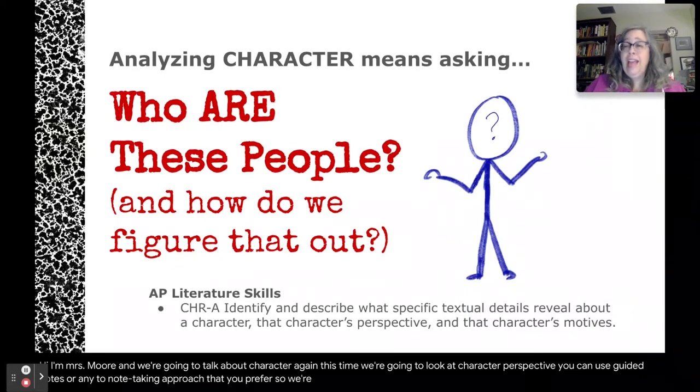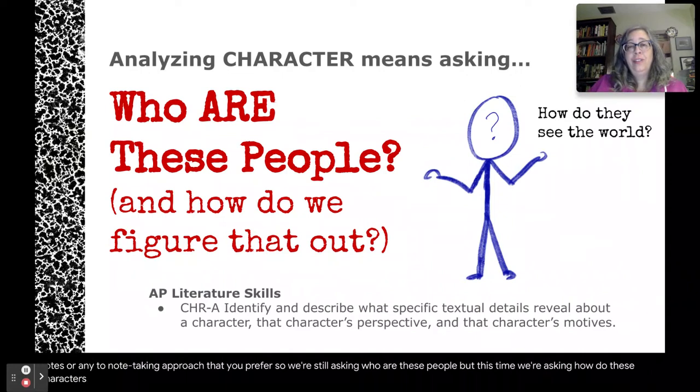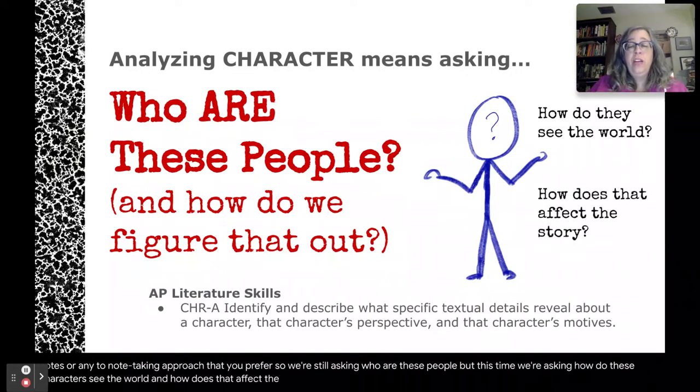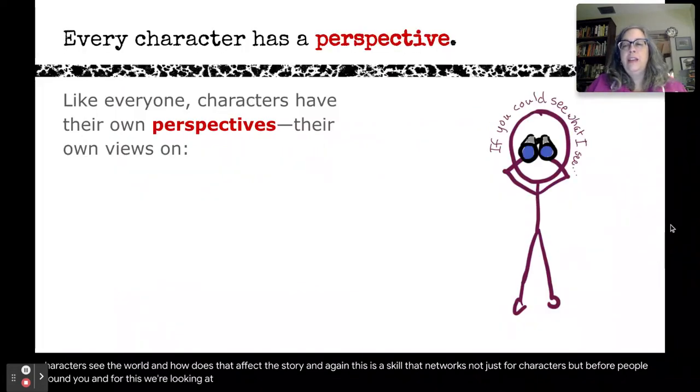So, we're still asking who are these people, but this time we're asking how do these characters see the world? And how does that affect the story? And again, this is a skill that works not just for characters, but for people around you. And for this, we're looking at the concept of perspective, which is their worldview, their perspective on things.